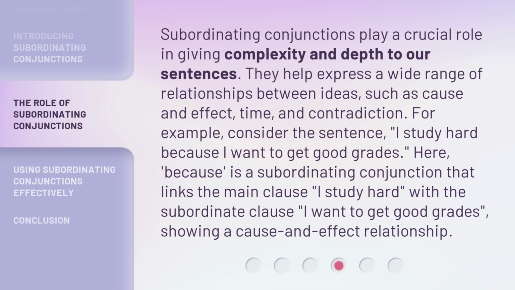Subordinating conjunctions play a crucial role in giving complexity and depth to our sentences. They help express a wide range of relationships between ideas, such as cause and effect, time, and contradiction. For example, consider the sentence, "I study hard because I want to get good grades." Here, because is a subordinating conjunction that links the main clause, "I study hard," with the subordinate clause, "I want to get good grades," showing a cause and effect relationship.